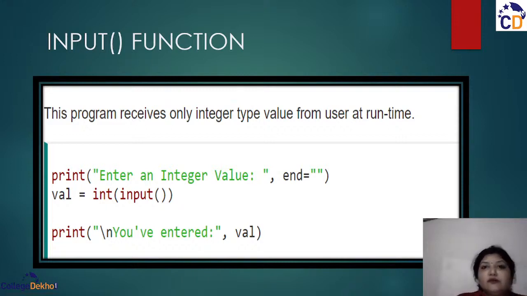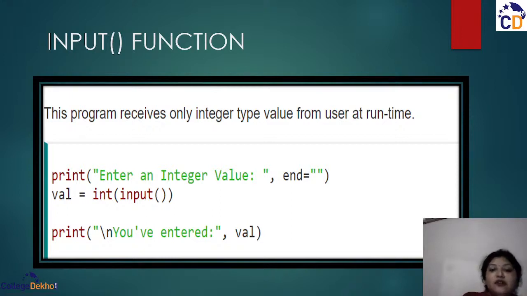Suppose I am taking the value of a name. The name is automatically a string value. You need not convert it into an int, integer or numbers, right? So these are some benefits of the input function: it takes the value from the user at runtime. And to convert it, whatever data type we want to convert it to, we can directly write in front of that, right?